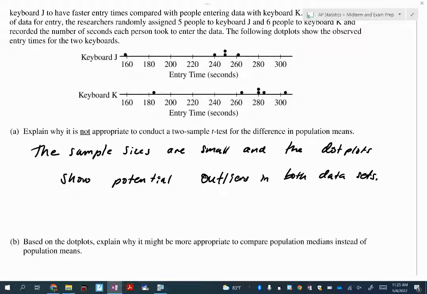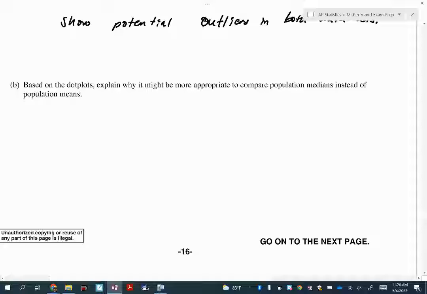So letter B says, okay, if that's true, then why might it be more appropriate to compare population medians instead of population means? So this goes back to one of the very first concepts we talked about in the first semester, in our first unit, is that if you notice any skewness or any potential outliers, you want to make sure that you focus on using the median and the IQR. So instead of doing the mean or the standard deviation, we use those other measures of center and spread to describe the distribution. So in this case, why is it more appropriate?